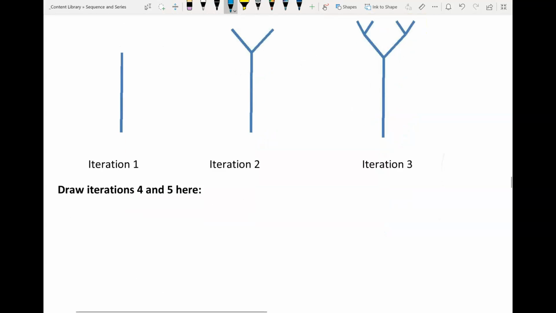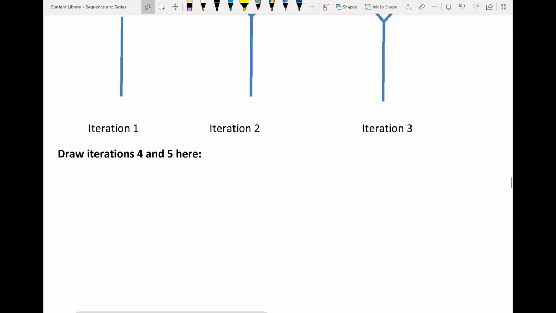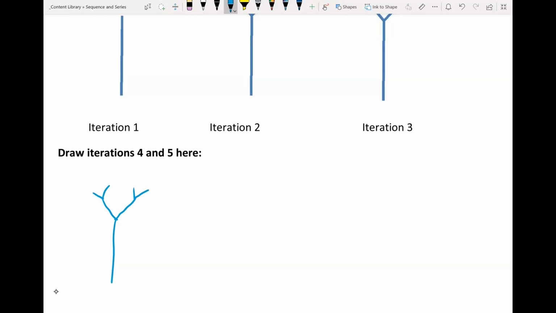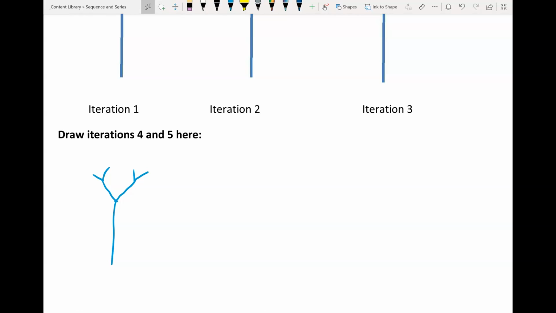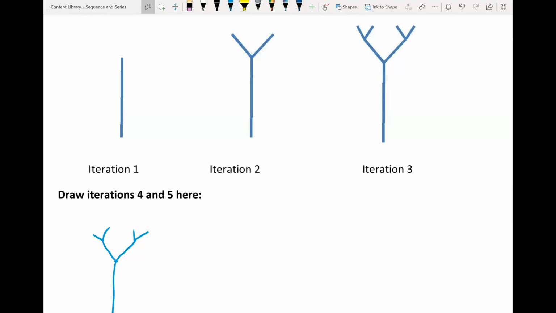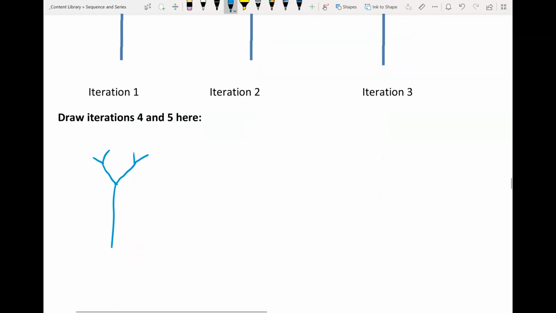Now we're going to draw iteration 4. Iteration 4 is going to include iteration 3, so that's what I'm going to start off by drawing. Which looks something like this. And then on each end of the branch, I'm going to add 2 more branches, because in iteration 2 we added 2 branches, in iteration 3 we added 2 on each branch. So then I'm going to add 2 branches on that end, another 2 here, another 2 here, and another 2 here. This will be iteration 4.